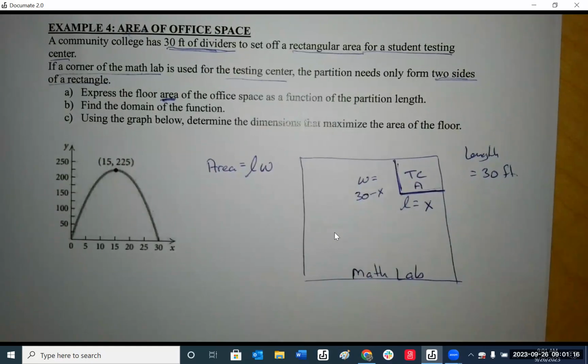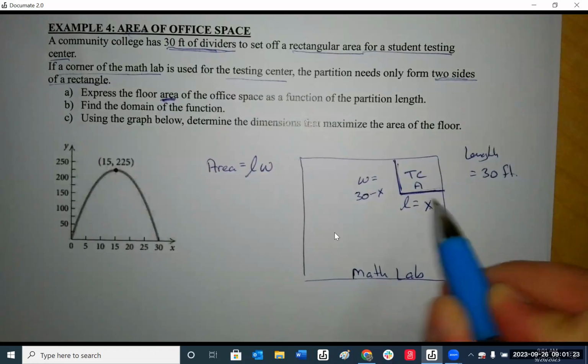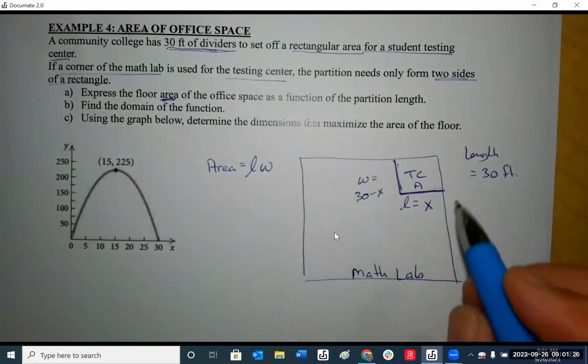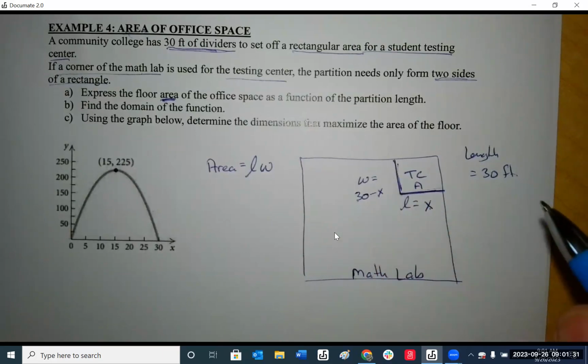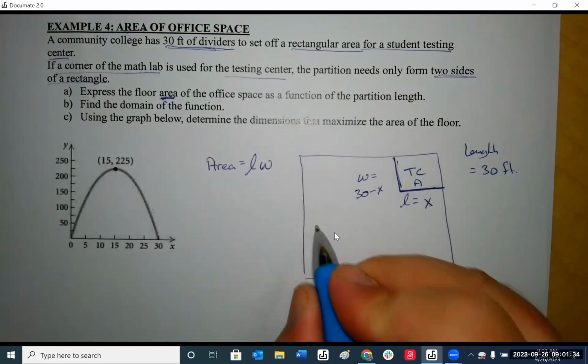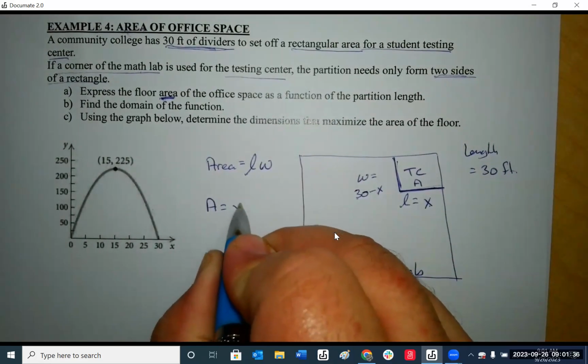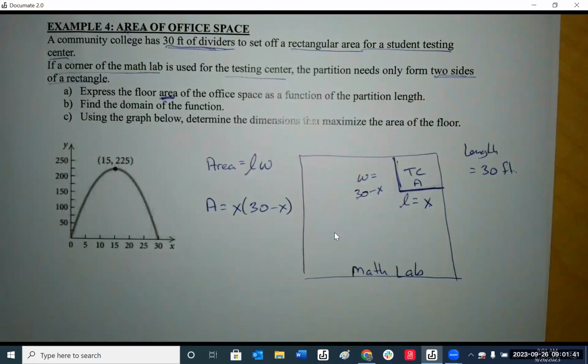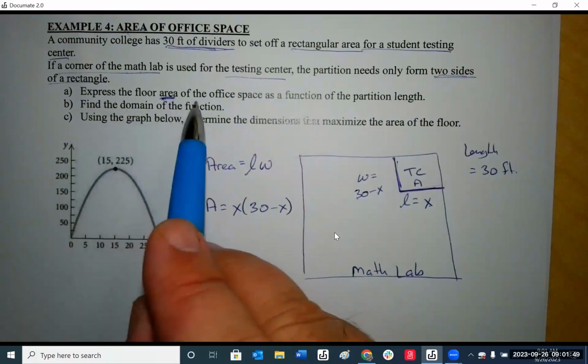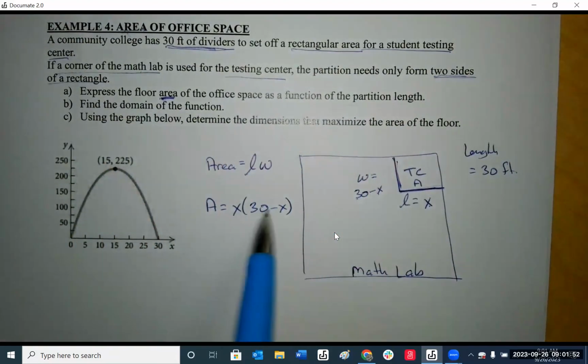30 minus X, exactly. Since we don't know the dimensions yet, we're trying to find a maximum amount for this. If this is 10, then this is 30 minus 10, which is going to be 20. If this is 28, 30 minus 28 is 2 feet. So that's what we have to set up first. Our formula is X times 30 minus X. These are our two sides. So express the floor area as a function of the partition length. And there you have it.